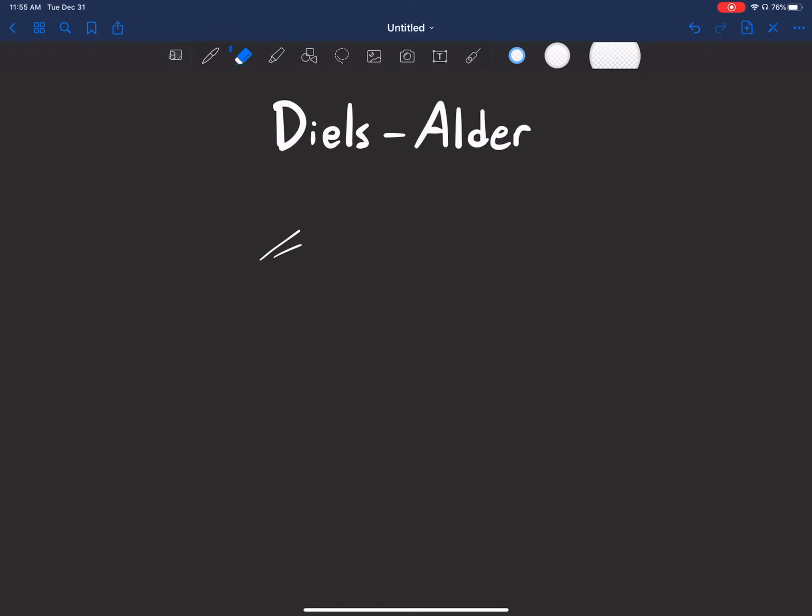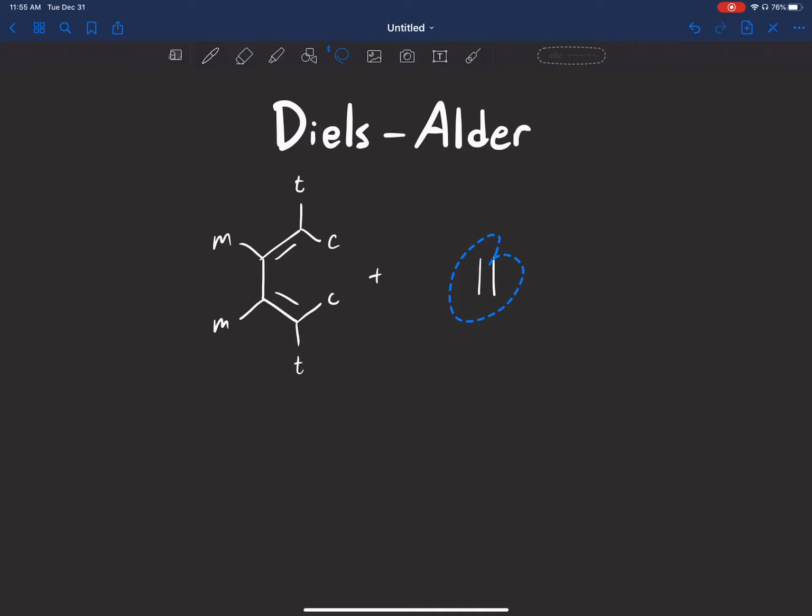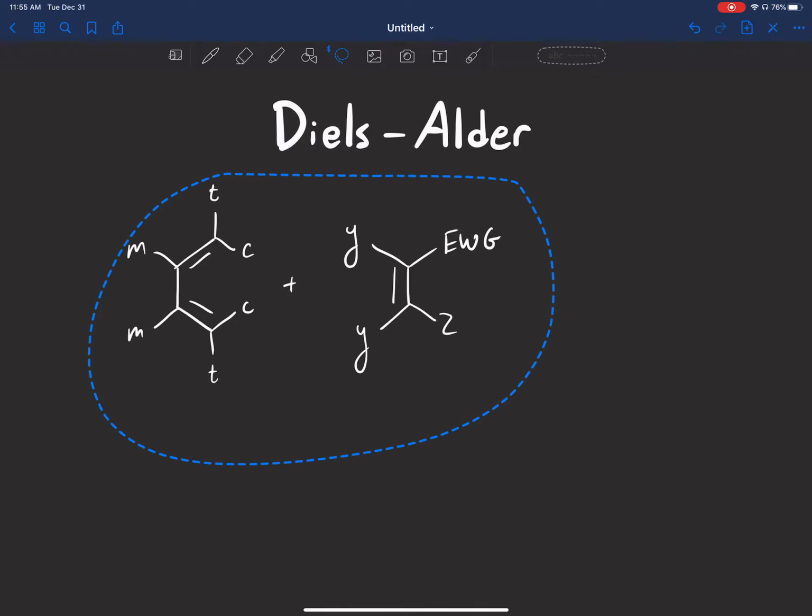Here's our diene. And here's our dienophile. We have a trans group, the cis groups, and we have these non-chiral groups, no stereochem, so I'll just put an M. When talking about the dienophile, I'm going to just draw this Y substituent, which doesn't really matter what it is, Z, and I'm going to put here an electron withdrawing group. Okay, so let's shift this over.